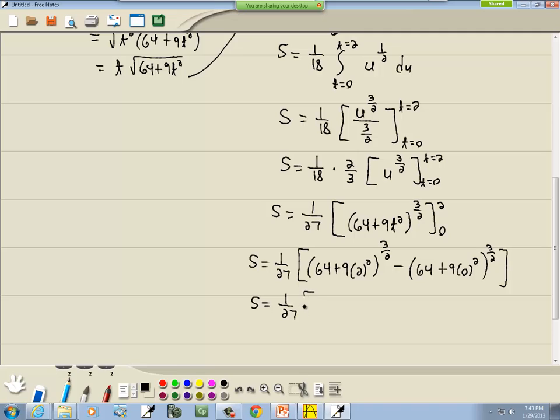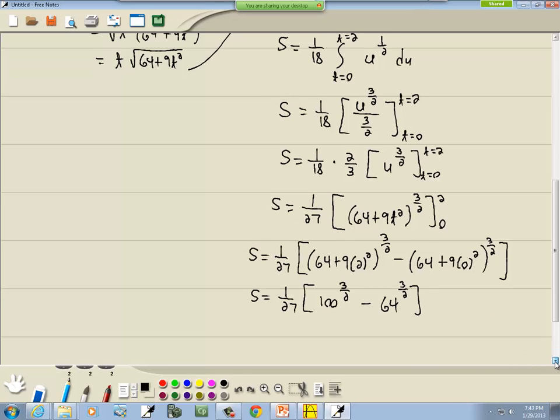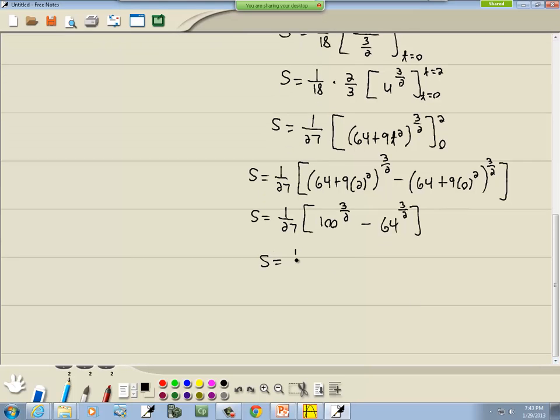So that's 1 over 27. 2 squared is 4, times 9 is 36, plus 64 is 100. So this is 100 to the 3/2 power. Minus: 0 squared is 0, times 9 is 0, plus 64 is 64. So minus 64 to the 3/2 power. Now, whenever you have a number to a fractional power, a rational exponent, you can split them up. So this becomes 100 to the 1/2 power raised to the 3rd power minus 64 to the 1/2 power raised to the 3rd power. That's one of our properties from intermediate algebra, algebra 2.